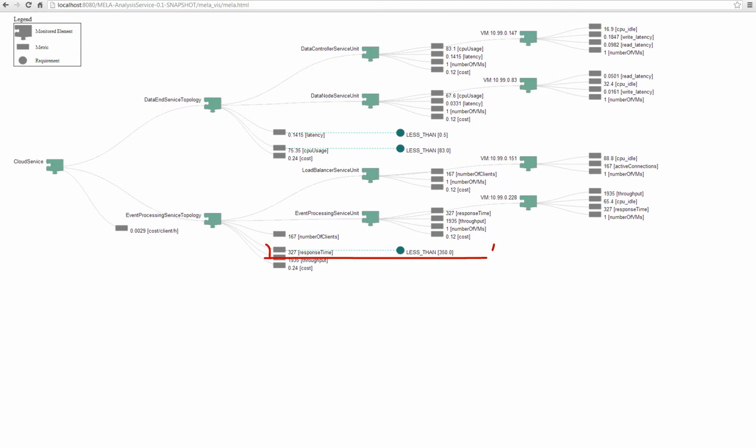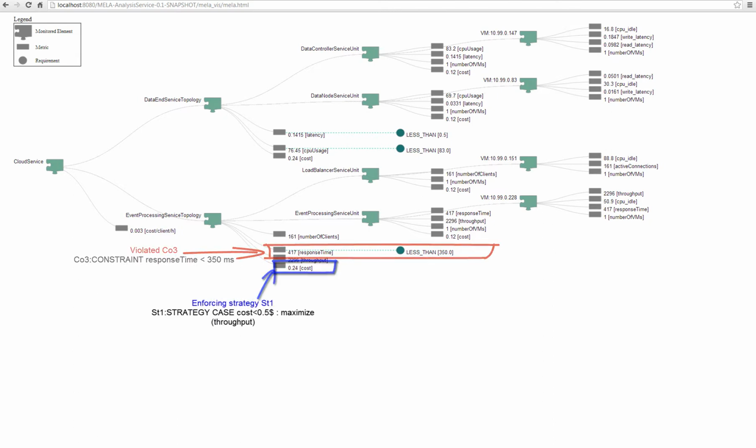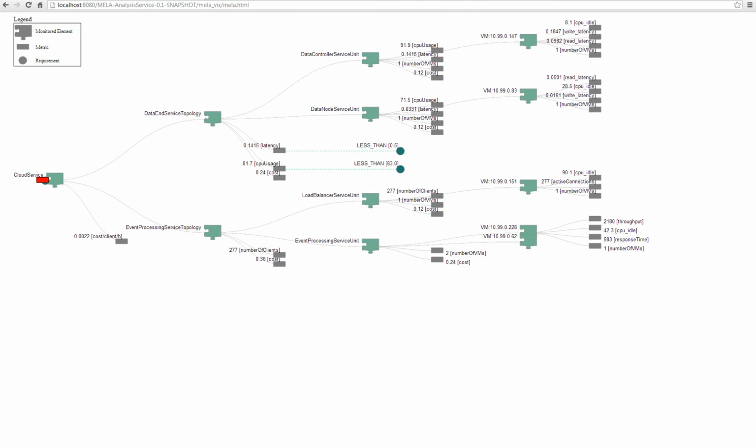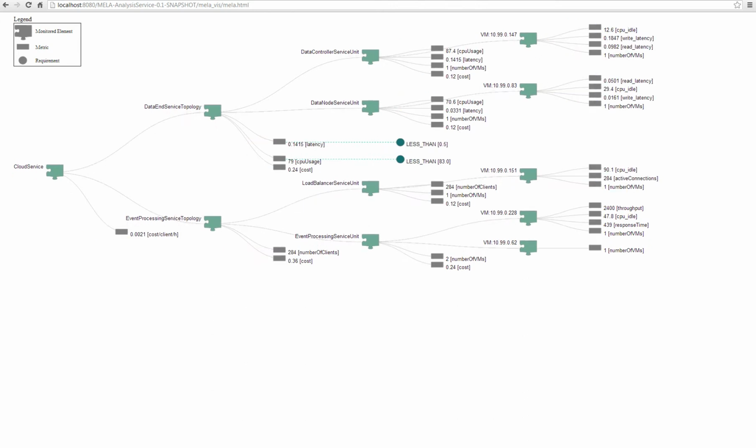Since the response time should be less than 350 milliseconds, and the strategy ST1 states that the throughput should be maximized, the SYBL control system decides on adding a new virtual machine for the event processing service unit.